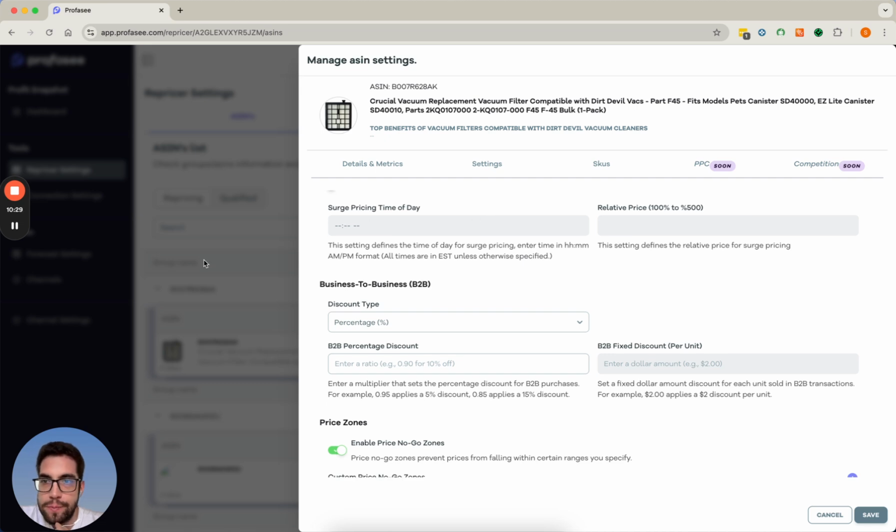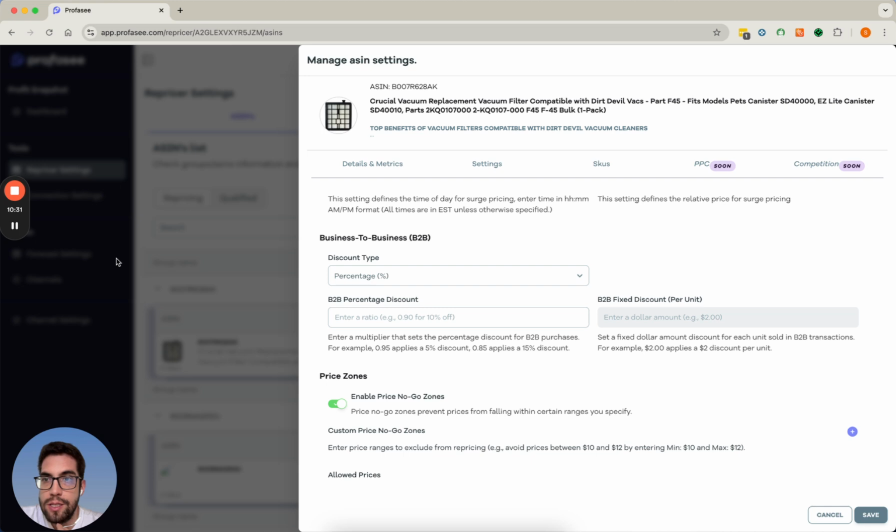Then we have B2B pricing, right? If you want to cater a little bit more towards your business buyers, we got you covered here. You can choose between a percentage or a fixed amount, and we'll set a price based on that. For example, if you want 10% off, you set the B2B percentage discount to be 10%. We'll move that around, and you can also do a fixed discount, as I mentioned. So it's very easy to incentivize sales with B2B pricing. It has never been easier.